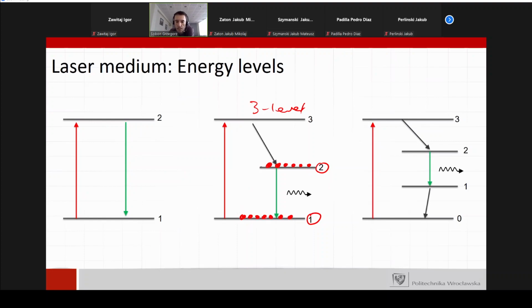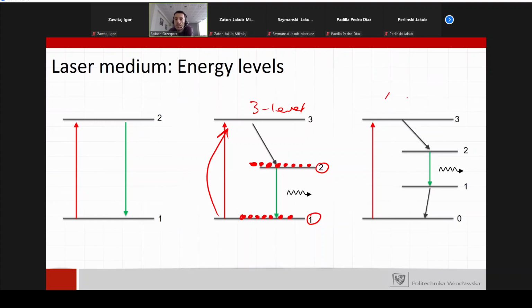So let's assume that I have 7 atoms on the ground state. So to obtain population inversion, I need to have at least 8 atoms on the second energy level, right? So I need to pump a lot to have this population inversion.